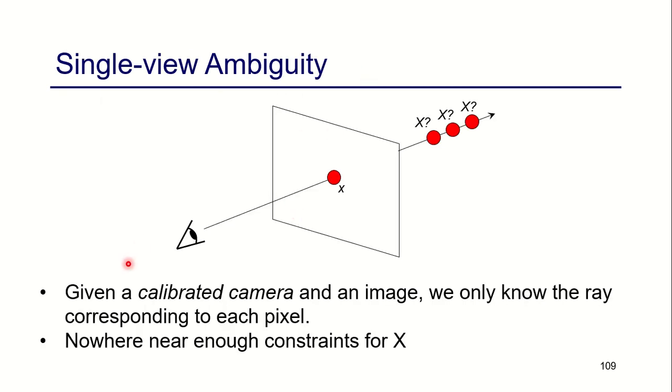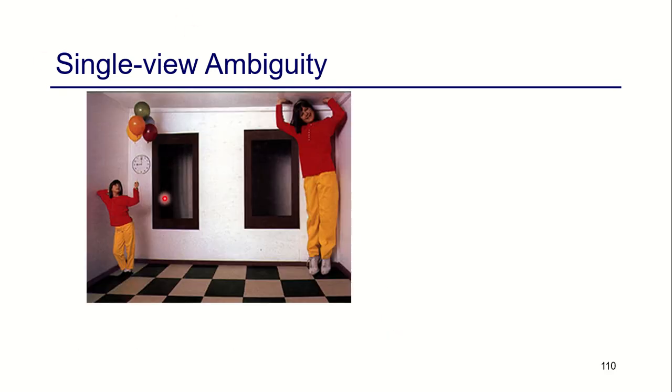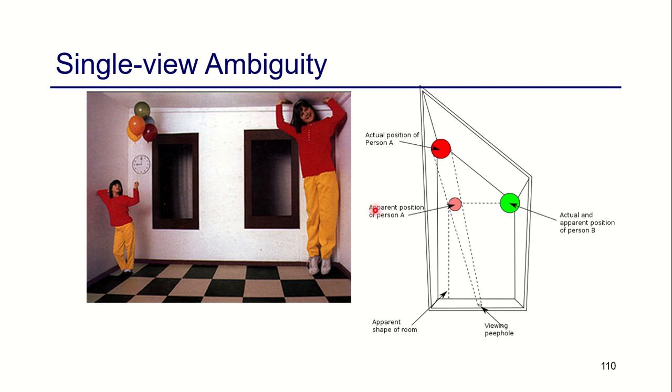So in single view ambiguity, given a calibrated camera and an image, we only know the ray corresponding to each pixel. Here we don't have enough constraints to find the position of X. So you can see it, but you don't know the exact position of X. This leads to the single view ambiguity. So this is an example of it.